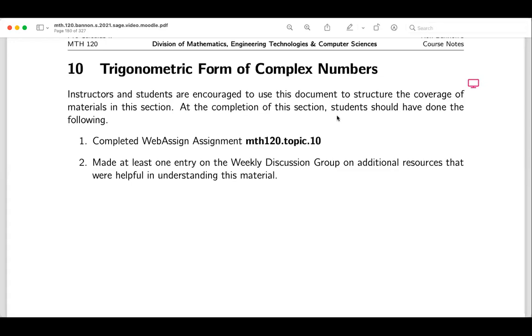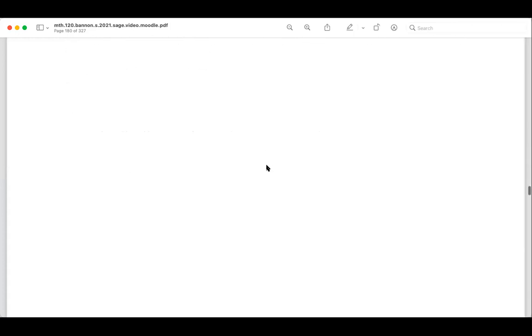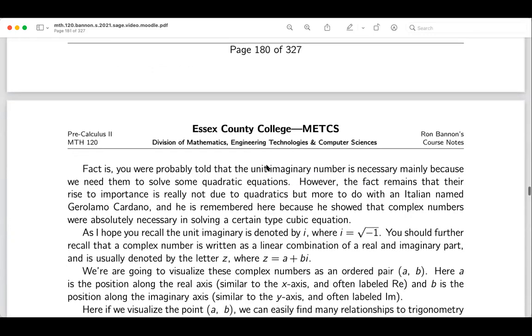Okay, we're in section 10 of the notes. That's the trigonometric form of a complex number. Again, when you're complete with section 10, that means you've done the supplemental exercises. You should also do the web assignment, Math 120, Topic 10. Also try to contribute something to the weekly discussion group, something productive, something that might help other students out with the material. So here's what we did in this section.